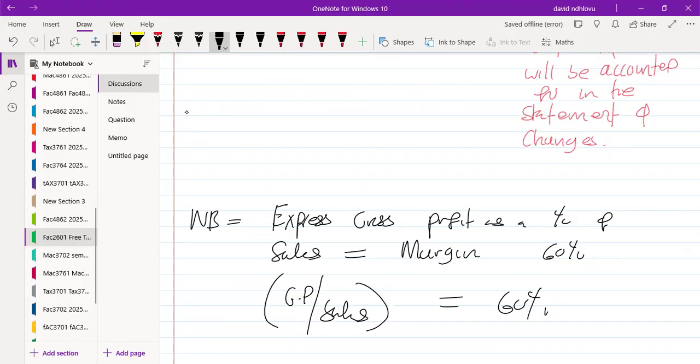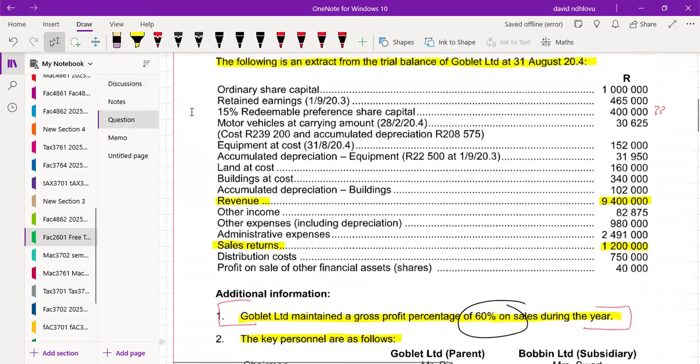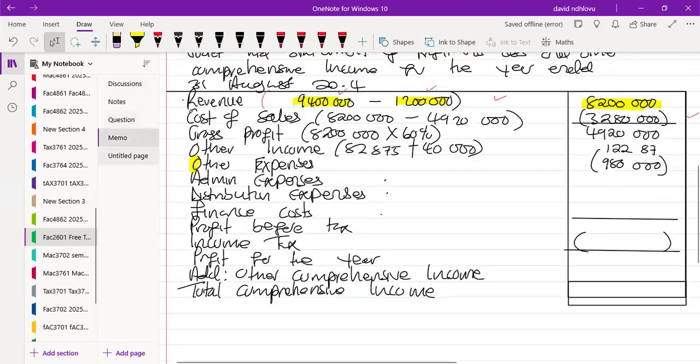So in this question, I already have the sales figure, which is the one that I've calculated. You must use the adjusted amount, the final figure here, after removing sales returns. So I already have that. If I want the gross profit, I simply say 60% of the sales value, then I get the gross profit. Once you have the gross profit, you now say the cost of sales is the difference between this amount and the gross profit. The answer equals the cost of sales.